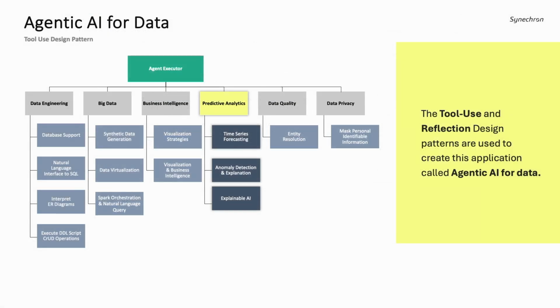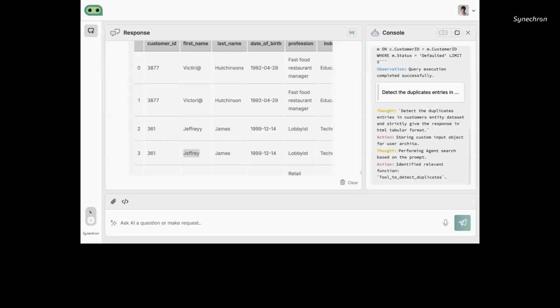Predictive analytics features like time series forecasting and anomaly detection are supported along with explainable AI. The framework is extensible and can support many more such capabilities. The predictive analytics capabilities of this application will now be demonstrated, specifically focused on time series forecasting.